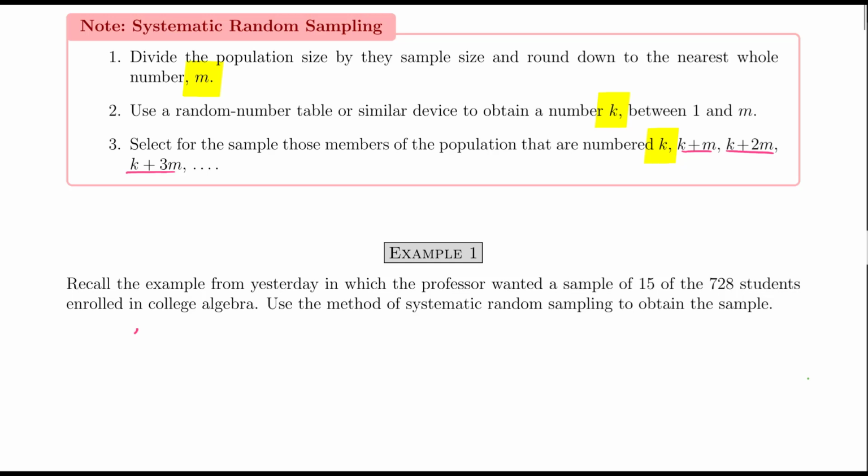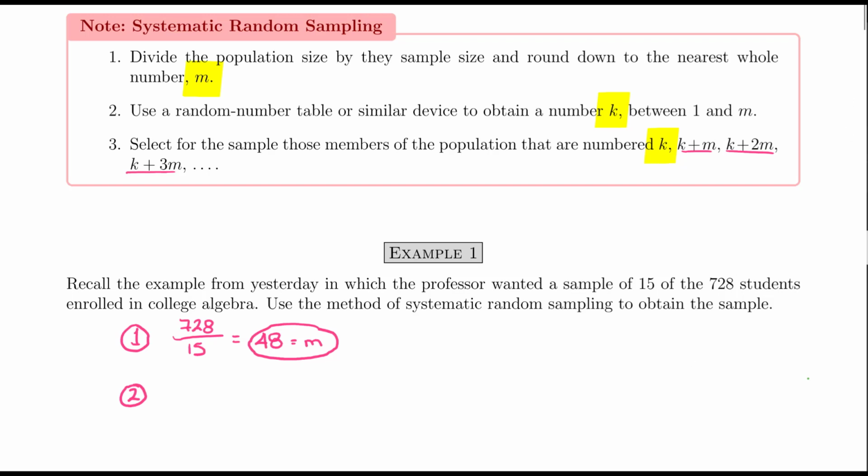So for step 1, we take our population size, which is 728, and we divide that by 15. I've already typed that in on the calculator and it's 48 point something, but remember we're rounding down, so we get 48 is our value for M. So that's step 1. Step 2 is to generate a random number between 1 and 48.